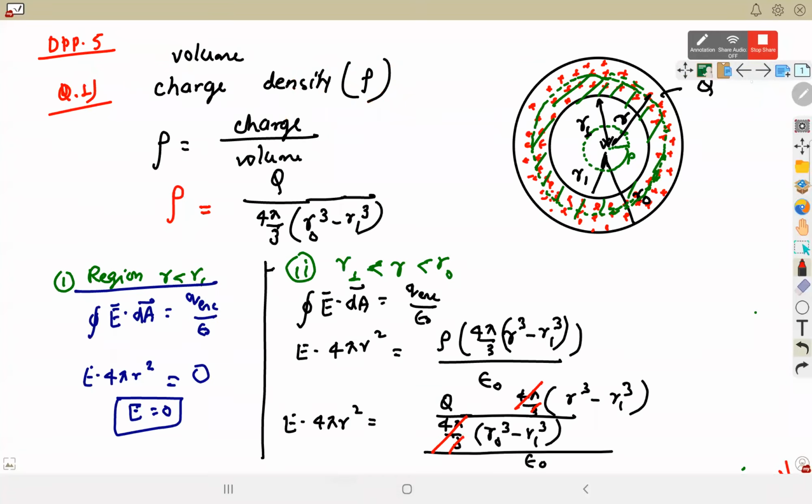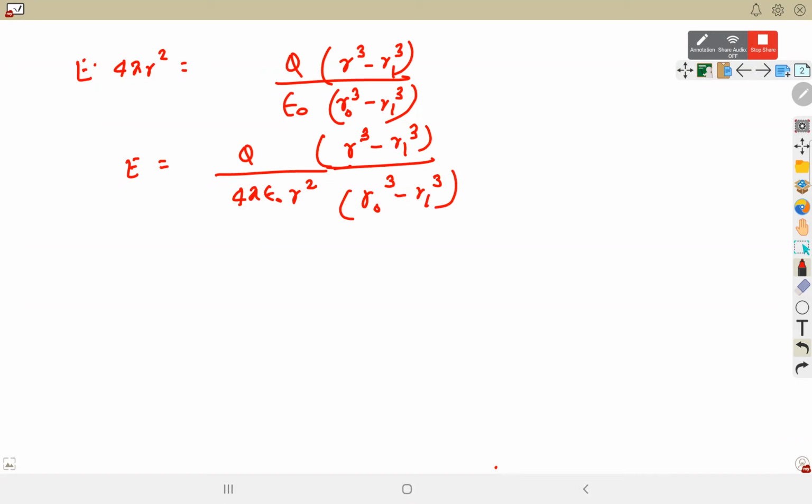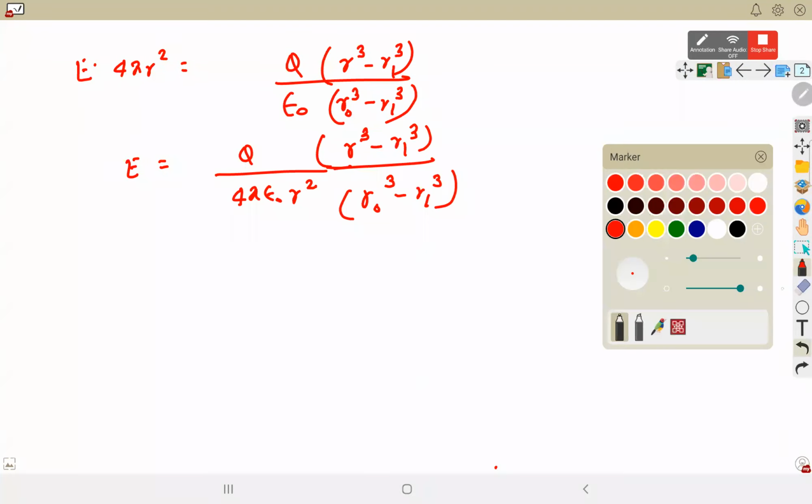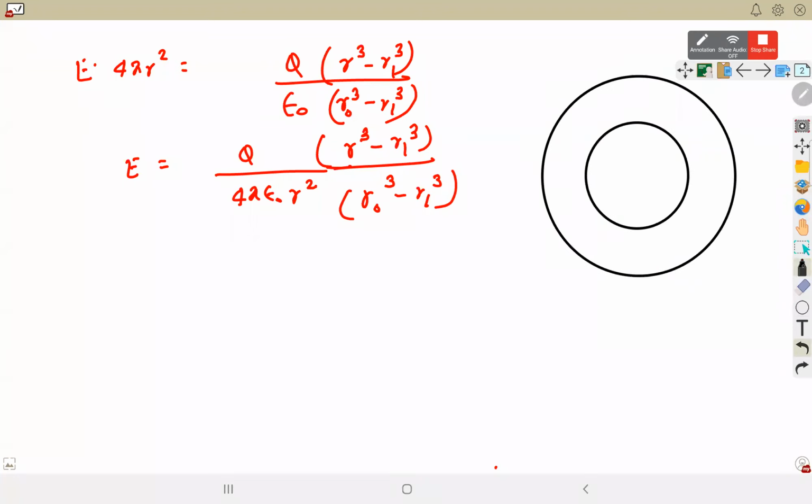Right? Now we divide by 4 pi r square on the right side. The electric field in between them is Q divided by 4 pi epsilon naught r square, times r cube minus R1 cube divided by R0 cube minus R1 cube. This is the electric field in this region where there is charge, the region between the two shells, R1 to R0. This Gaussian surface was passing through point P which lies in between them.